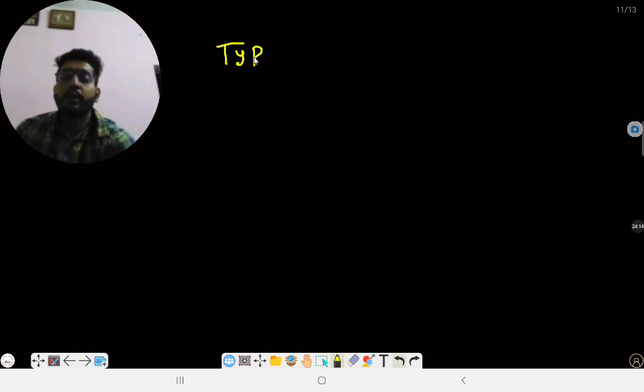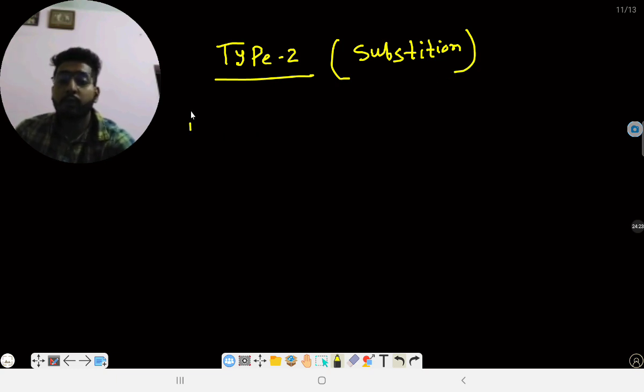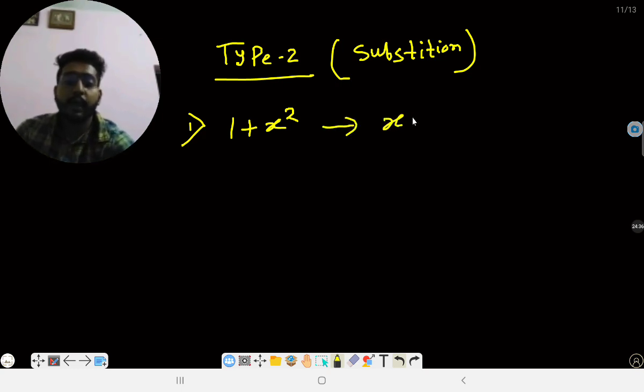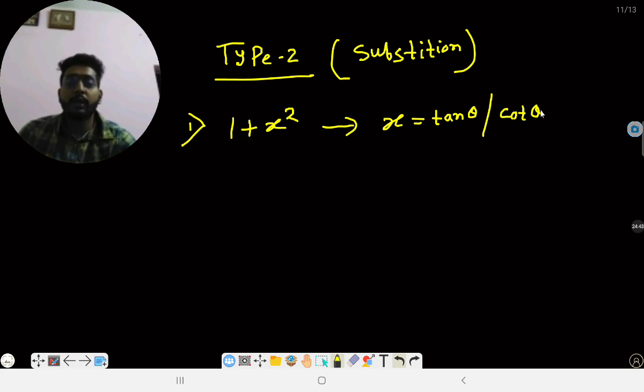Type 2 will be substitution. So using proper substitution, we'll solve some problems. For substitution you have to remember a few things. What is the first thing? Suppose there is a 1 plus x square term. Whenever this term is there, we have to take x as tan theta or cot theta, depending on that particular sum.